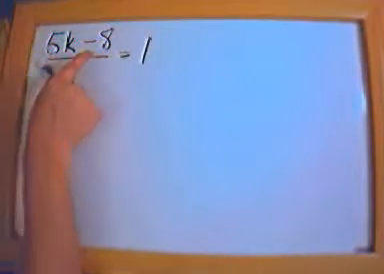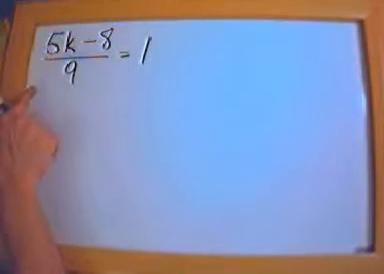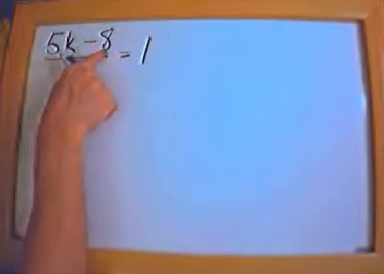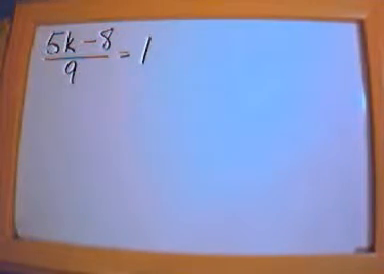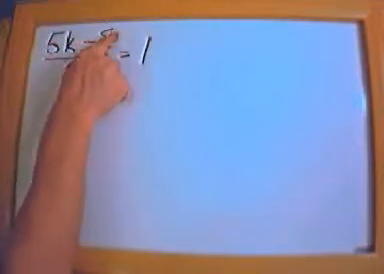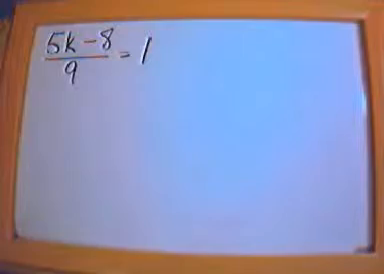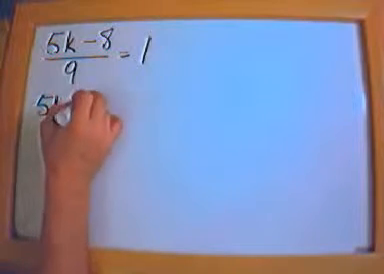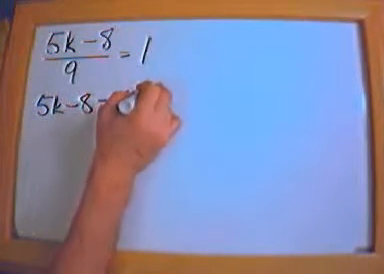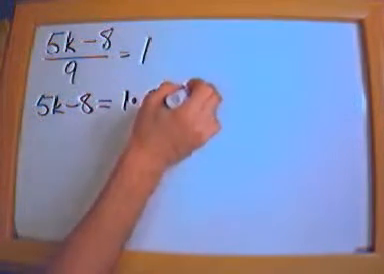And if you were to plug this in your calculator, you would take 5 times k, and then you would take that answer minus 8, and then you would take that answer and divide the whole thing by 9. So you need to work in reverse order in order to isolate k. So you get rid of the 9, then you get rid of the 8, then you get rid of the 5. So we're going to get rid of the 9 by multiplying both sides by 9. So we've got 5k minus 8 is equal to 1 times 9, which is simply equal to 9.